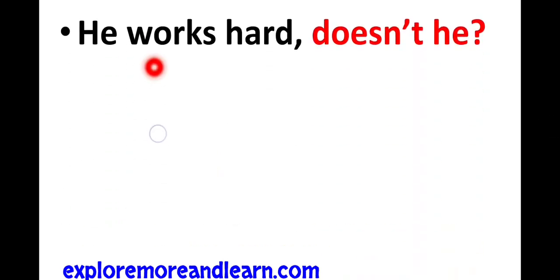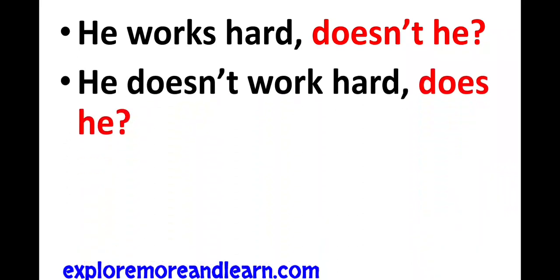For example, he works hard, doesn't he? So here you have to identify that this statement is positive and it's in simple present tense. So to make a question tag in its negative form, we'll use doesn't, and the subject is he, so doesn't he? So he works hard, doesn't he? Another example, he doesn't work hard, does he? So it's very simple because we already know does is here, so we'll remove not and the subject will be as it is. So he doesn't work hard, does he?